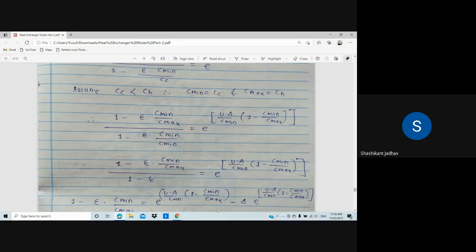So in the above equation, we have to put the values: instead of Cc we have to put the C minimum, and instead of Ch we have to put the C maximum. So therefore 1 minus epsilon C minimum upon C maximum divided by 1 minus epsilon C minimum upon C minimum is equal to e raised to u into A divided by C minimum into bracket 1 minus C minimum upon C maximum.